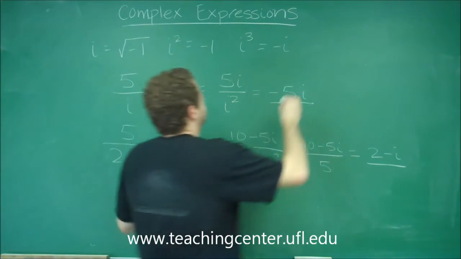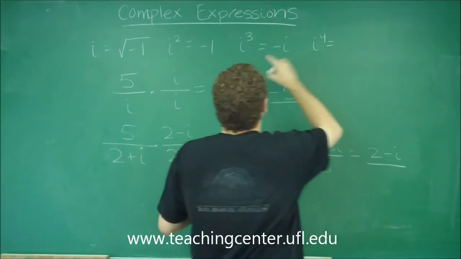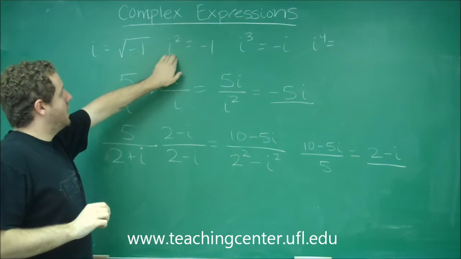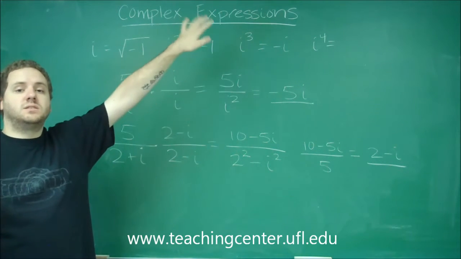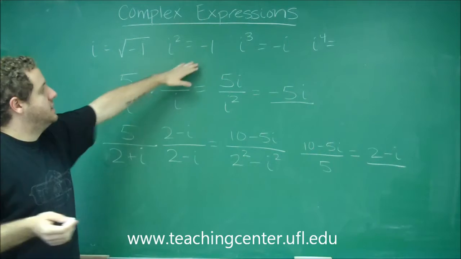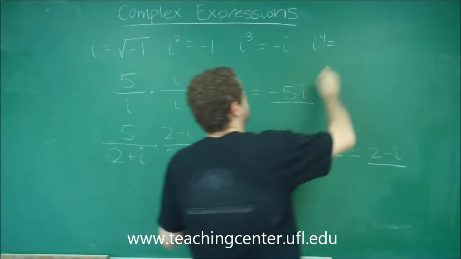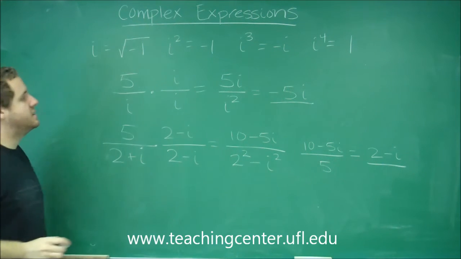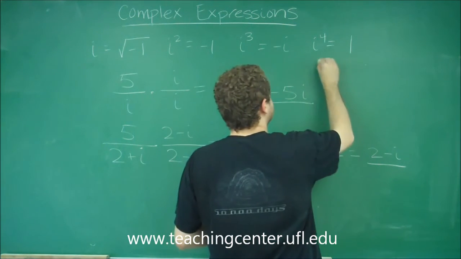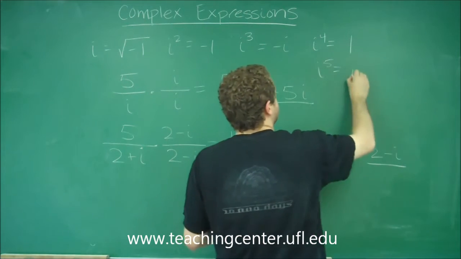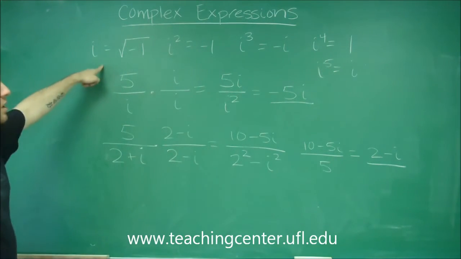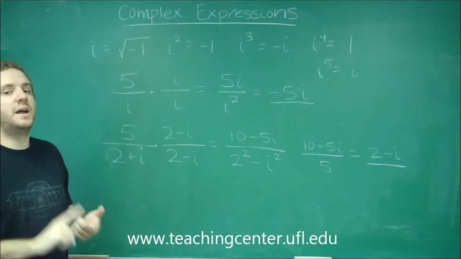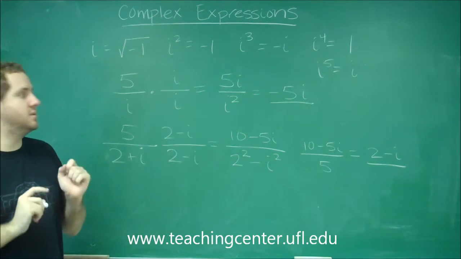And finally, i to the 4th. You can either think of that as -i times an additional i, or you can square i squared, because squaring something that's squared gives it to the 4th power. -1 squared is +1. So we've returned back to 1, and then you can see if we were to go any further, i to the 5th is just 1 times i, which is back to i. So i just rotates around these 4 values for i to the 1st, i to the 2nd, i to the 3rd, and i to the 4th.